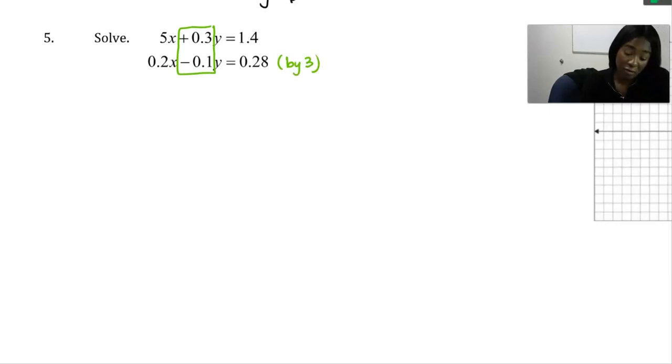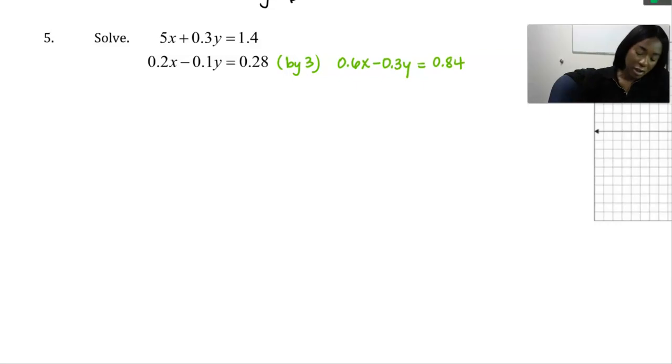And that would give me a negative 0.3 in front of the y. So I'm going to keep the first equation the same. The second equation I'm going to multiply by 3. So, everything in the equation has to be multiplied by 3. So we get 0.6x minus 0.3y. And then we also have to take the 0.28 and multiply that by 3, which gives us 0.84.